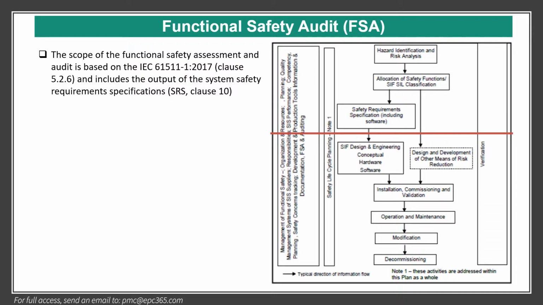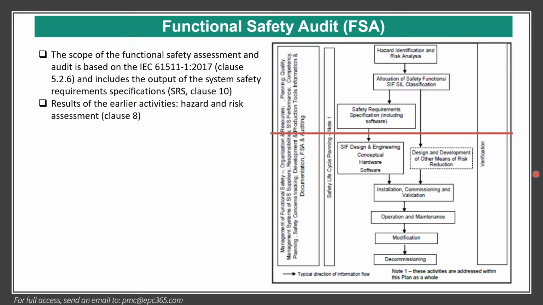Now, the first one that we discuss is the functional safety audit. So basically in IEC there are several processes here, and the scope of the functional safety assessment audit is based on IEC 61511 clause 5.2.6. And it includes the output of the system safety requirements specification, SRS, which is in clause 10.